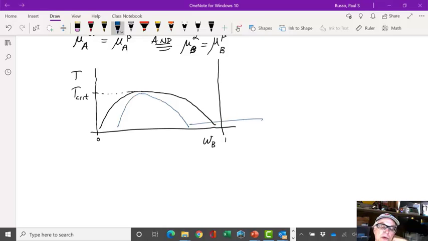Now this blue curve here gets a name, and so does our original black curve get a name. The blue curve is actually called the Spinodal. And the black curve is called the Binodal.